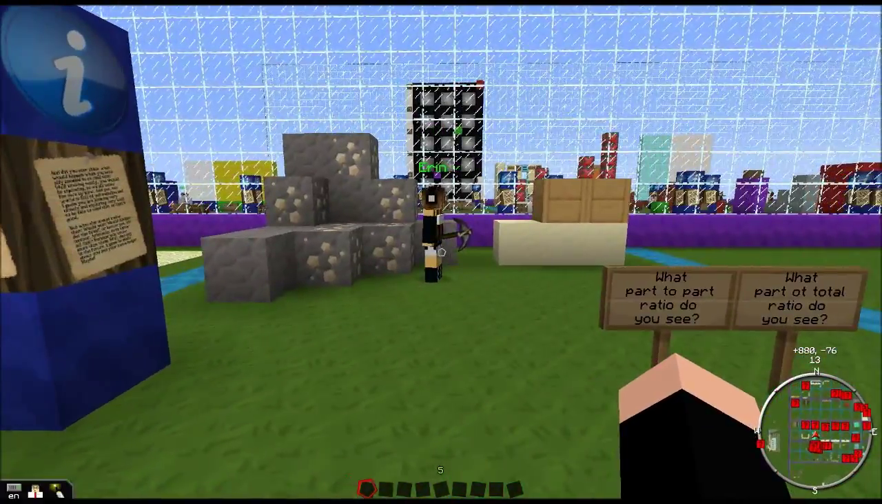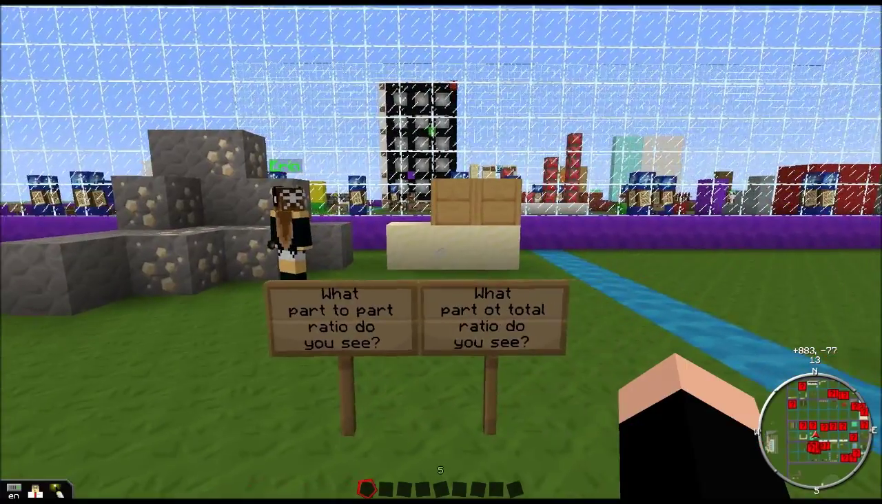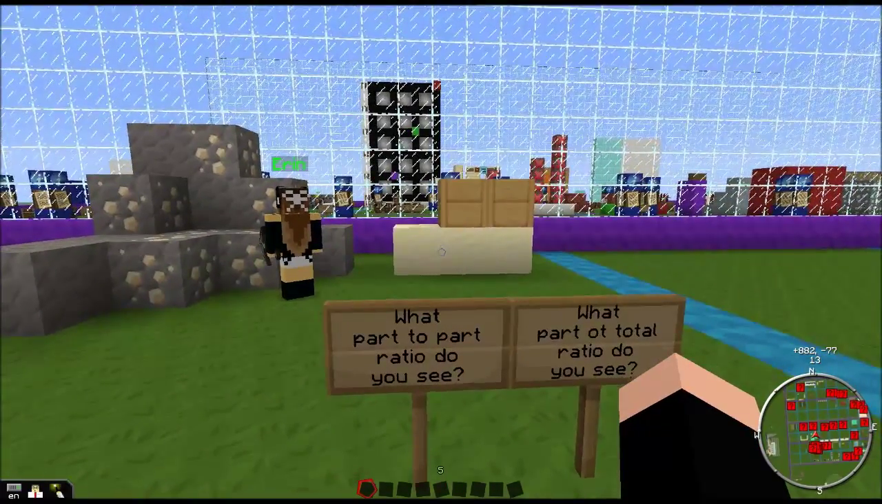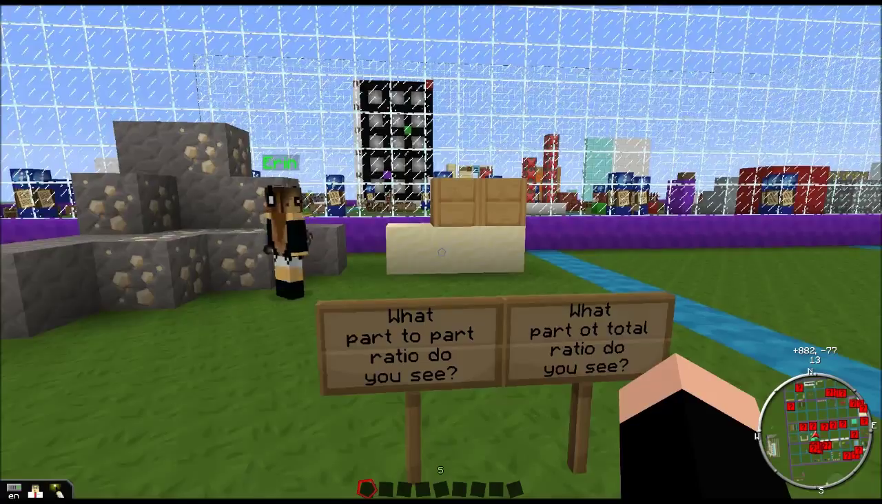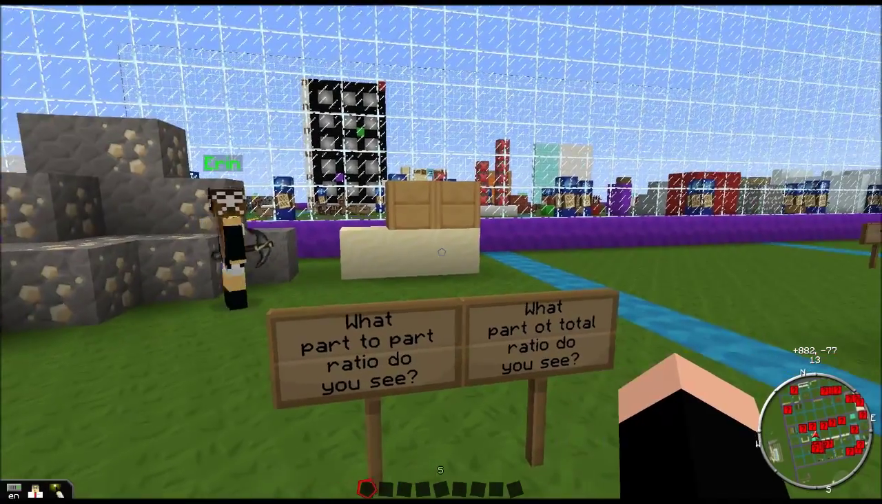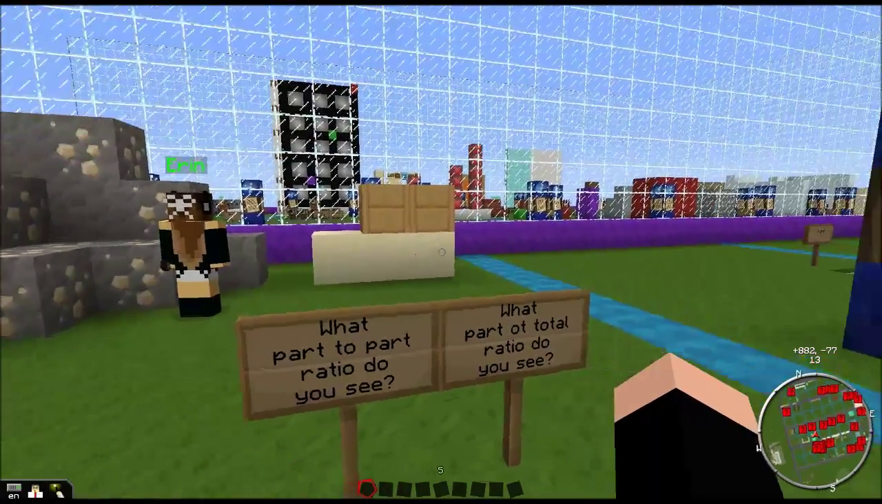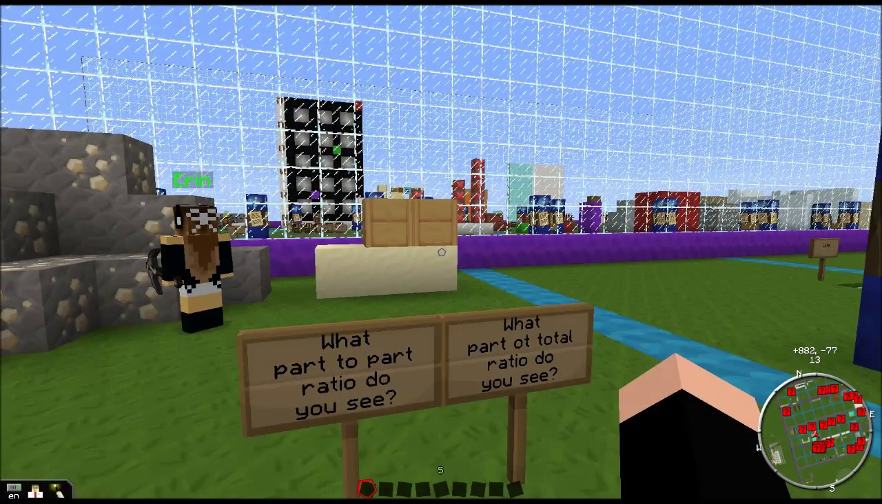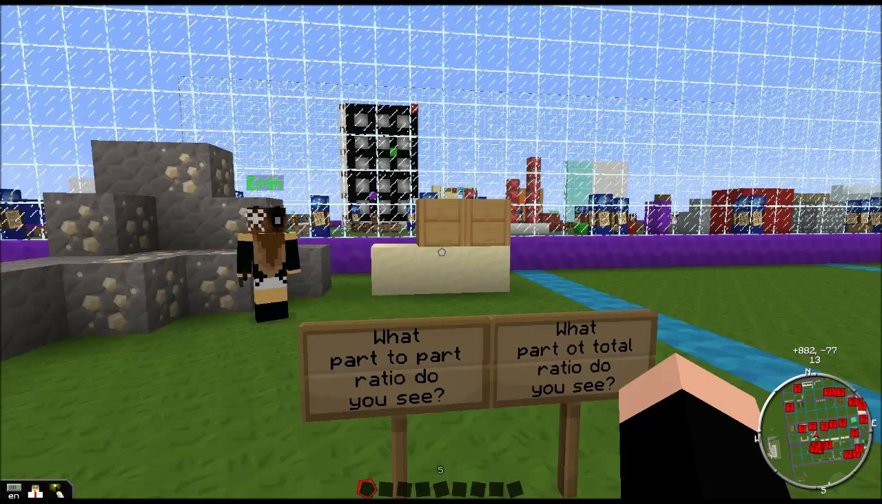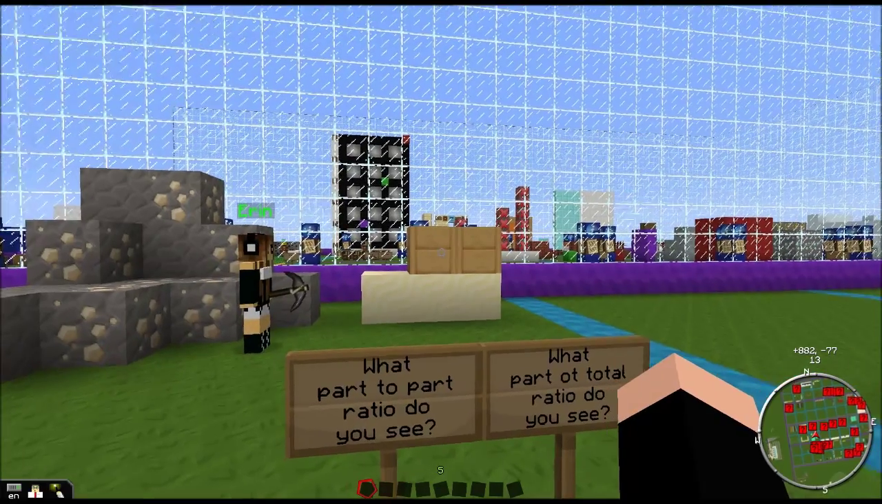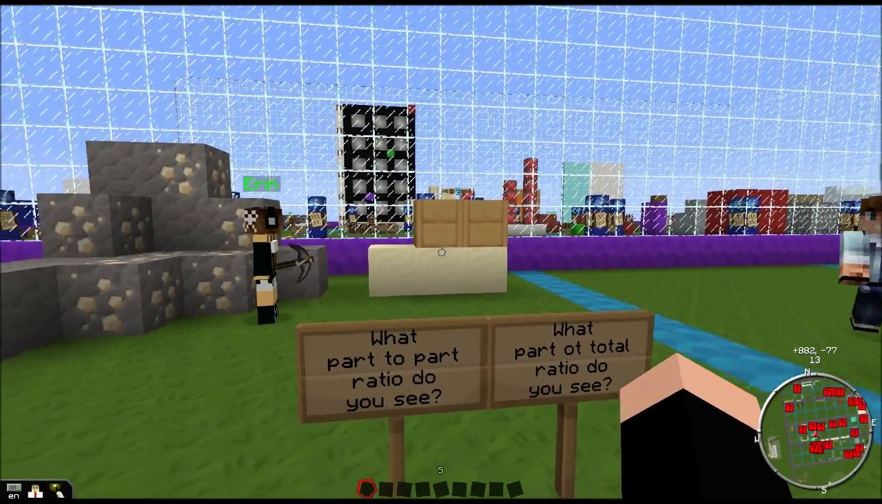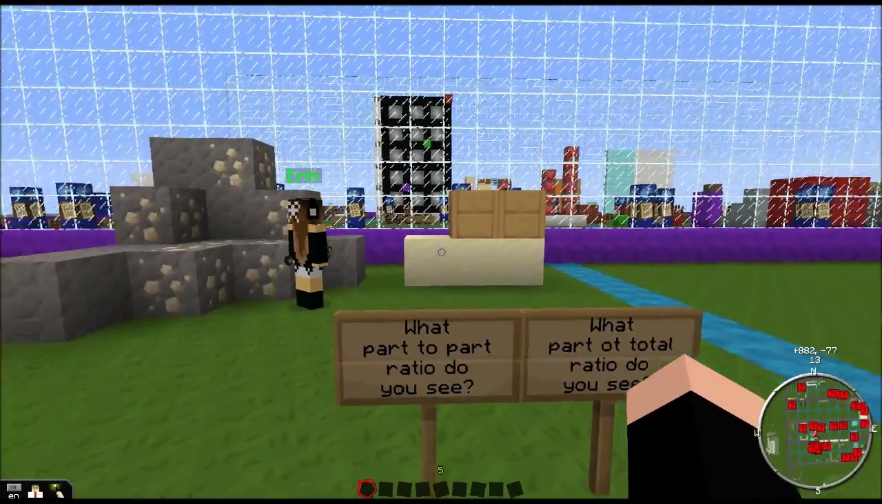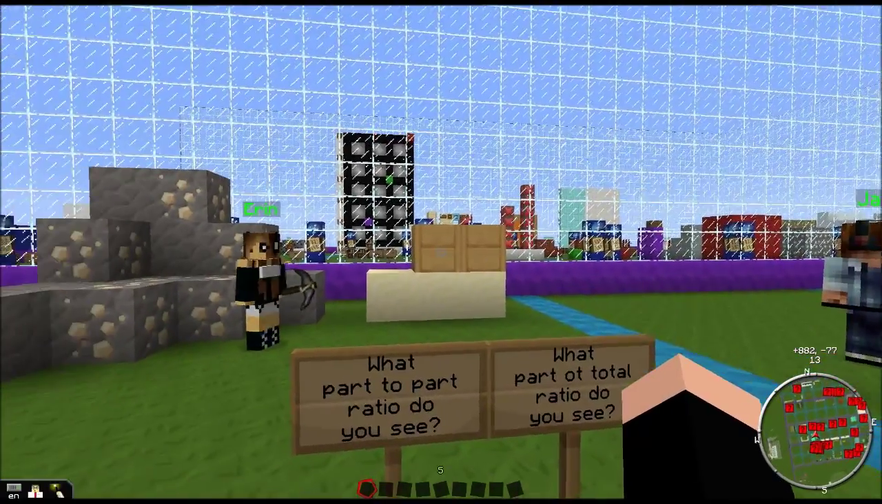Here we have Aaron, and this is the idea with the part to part and part to whole, or part to total. So we have 3 sand blocks to 5 total blocks, or we have 2 wood blocks to 5 total blocks. That would be part to whole or part to total. When we're talking about part to part, we have 2 wood blocks for every 3 sand blocks, or 3 sand blocks for every 2 wood blocks.